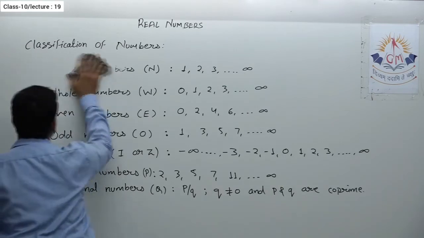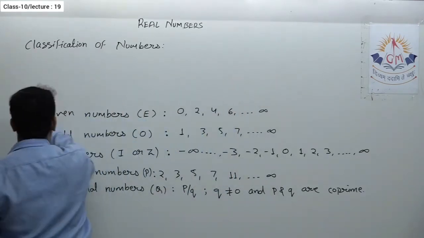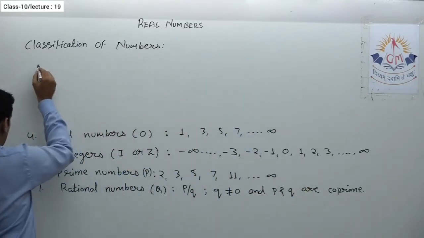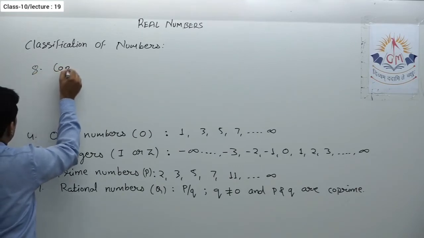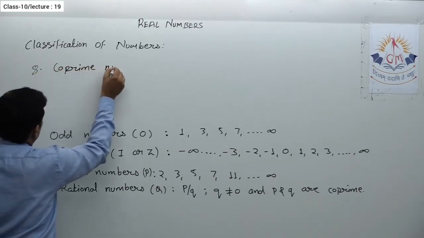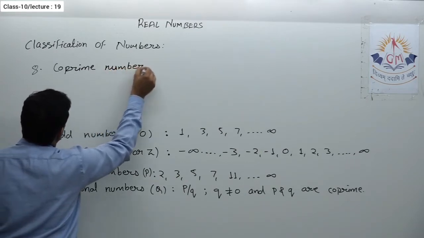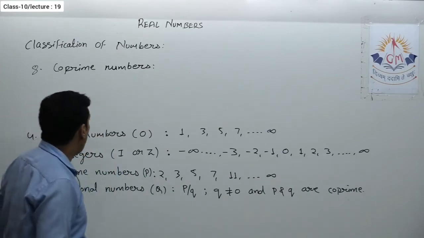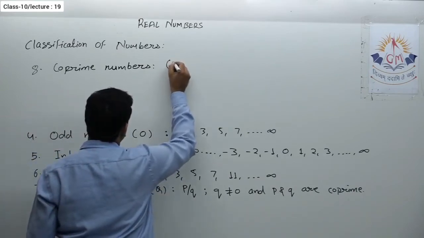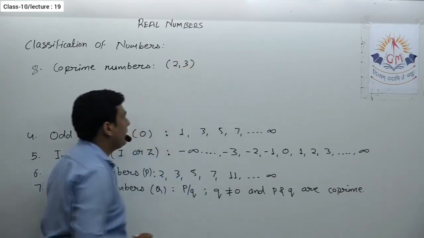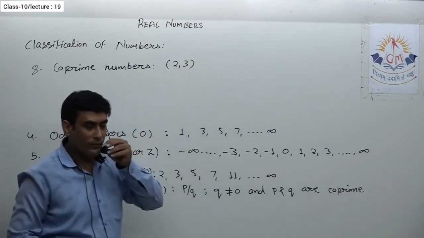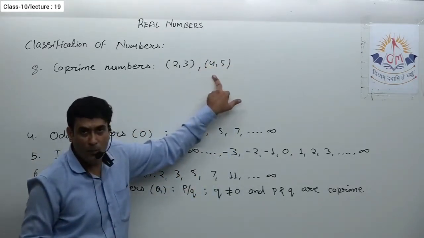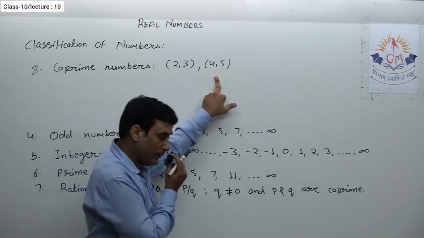After rational numbers, next we'll see co-prime numbers, because we discussed them here, so you should understand what co-prime numbers are. Co-prime numbers are a pair of numbers that do not have any common factor. For example, 2 and 3 are co-prime numbers because they do not have any common factor. Then 4 and 5, again they do not have any common factor, so they are co-prime numbers.